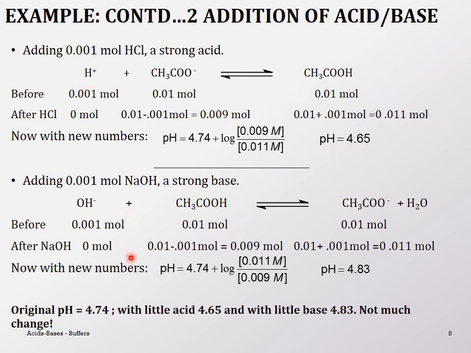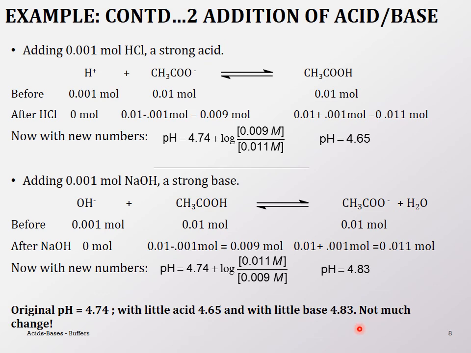Okay, so then we have our new concentrations, and you can see that our numbers are reversed for both of these, because now our acetic acid is less and our conjugate base is more. So the conjugate base over acid is our new ratio. And when you calculate the pH of this, it comes out to be 4.83. So you can see that the original was 4.74. With a little acid, it changed to 4.65, and with base 4.83.